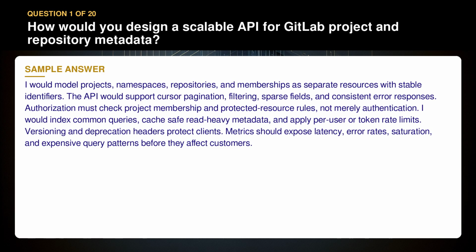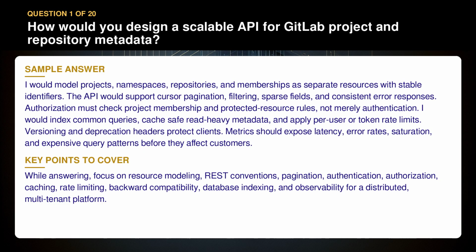I would index common queries, cache safe read-heavy metadata, and apply per-user or token rate limits. Versioning and deprecation headers protect clients. Metrics should expose latency, error rates, saturation, and expensive query patterns before they affect customers. While answering, focus on resource modeling, REST conventions, pagination, authentication, authorization, caching, rate limiting, backward compatibility, database indexing, and observability for a distributed, multi-tenant platform.